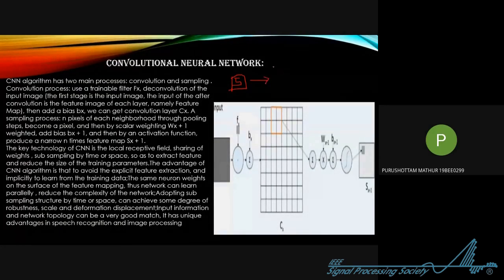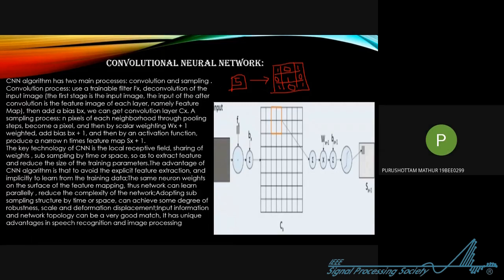Here we can make a matrix of it, a 3 cross 3 matrix, with ones in the pattern that forms 5, and all the other values are 0. So 5 can be written in this way also. That is what is written here: the feature of each layer, namely the feature mapping.